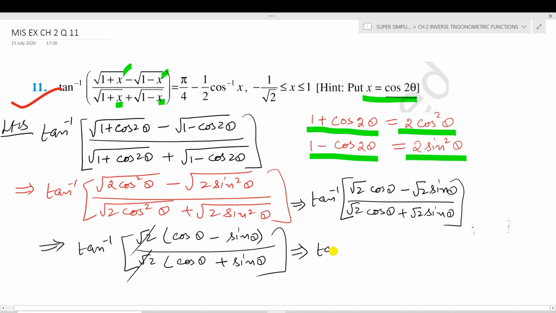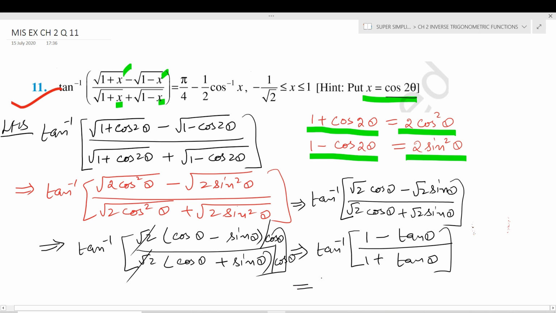Now you divide the numerator and denominator by cos theta. What we are doing? Dividing the numerator and denominator by cos theta. So what do we get? We get 1 minus tan theta upon 1 plus tan theta. And as you very well know, 1 minus tan theta upon 1 plus tan theta is the expansion of tan of pi by 4 minus theta. Now here you can see that tan inverse and tan get nullified and you get the result as pi by 4 minus theta.